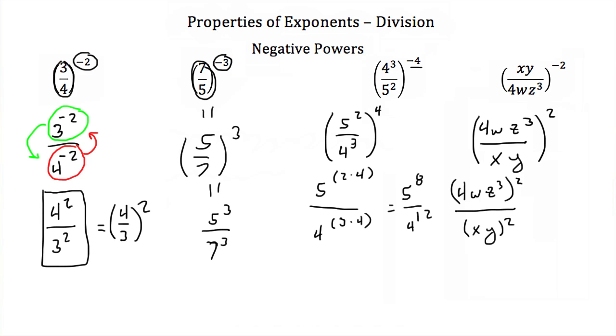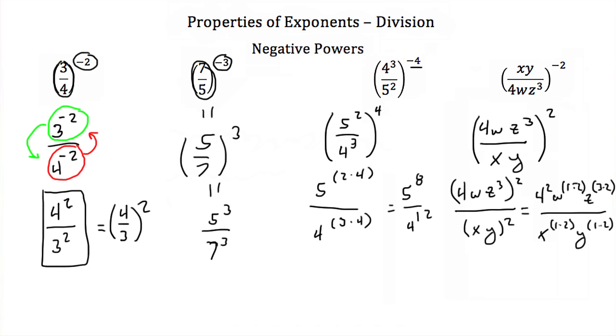And then the square goes to each variable and number inside the parentheses. So this will become 4 squared times w to the 1 times 2 power times z to the 3 times 2 power. And that's divided by x to the 1 times 2 power times y to the 1 times 2 power.